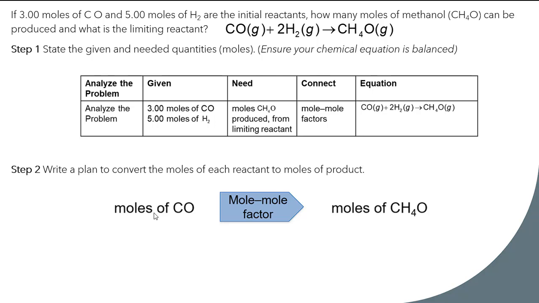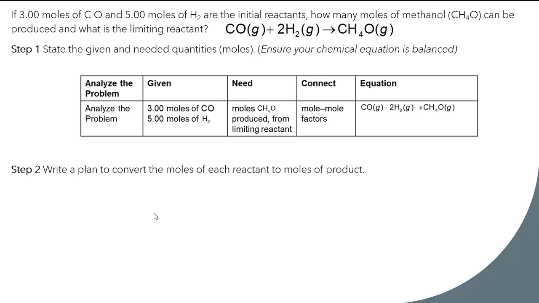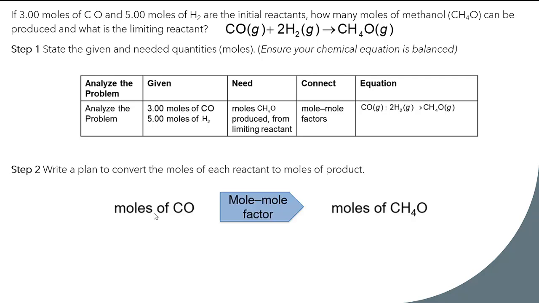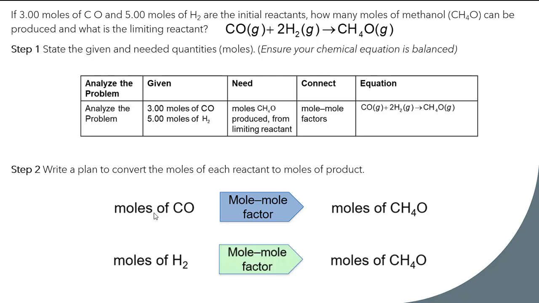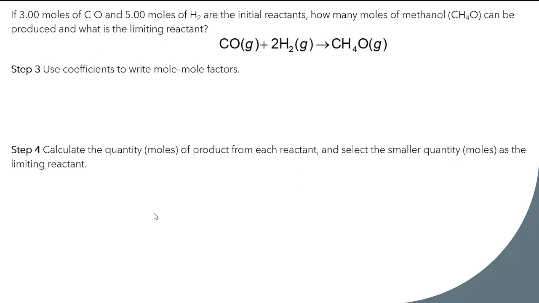All right, the next thing is to write a plan to convert the moles of each reactant to the moles of product, right? So we're doing 2 calculations here. First, we're going to look at the perspective of carbon monoxide, so we're going to relate moles of carbon monoxide to moles of methanol. Then we're going to look at the perspective of the hydrogen gas, so we're going to convert moles of hydrogen gas to moles of methanol, both using the mole-to-mole factor for each. Okay?